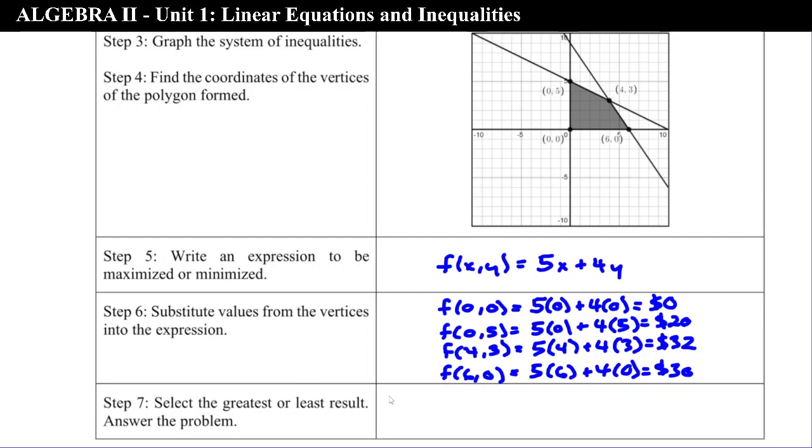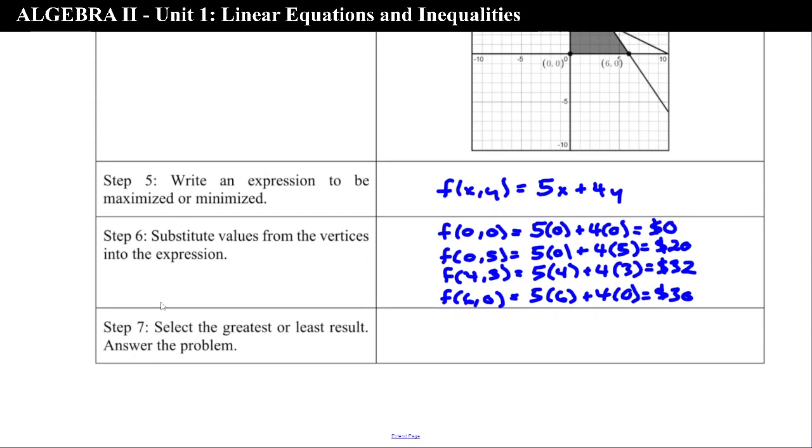And so we can write as our final answer, the max profit is $32. But remember, you have to include your x and y because it's not enough to say the maximum profit we can make is $32. Well, that doesn't really do you any good if you don't know how to achieve that maximum profit.